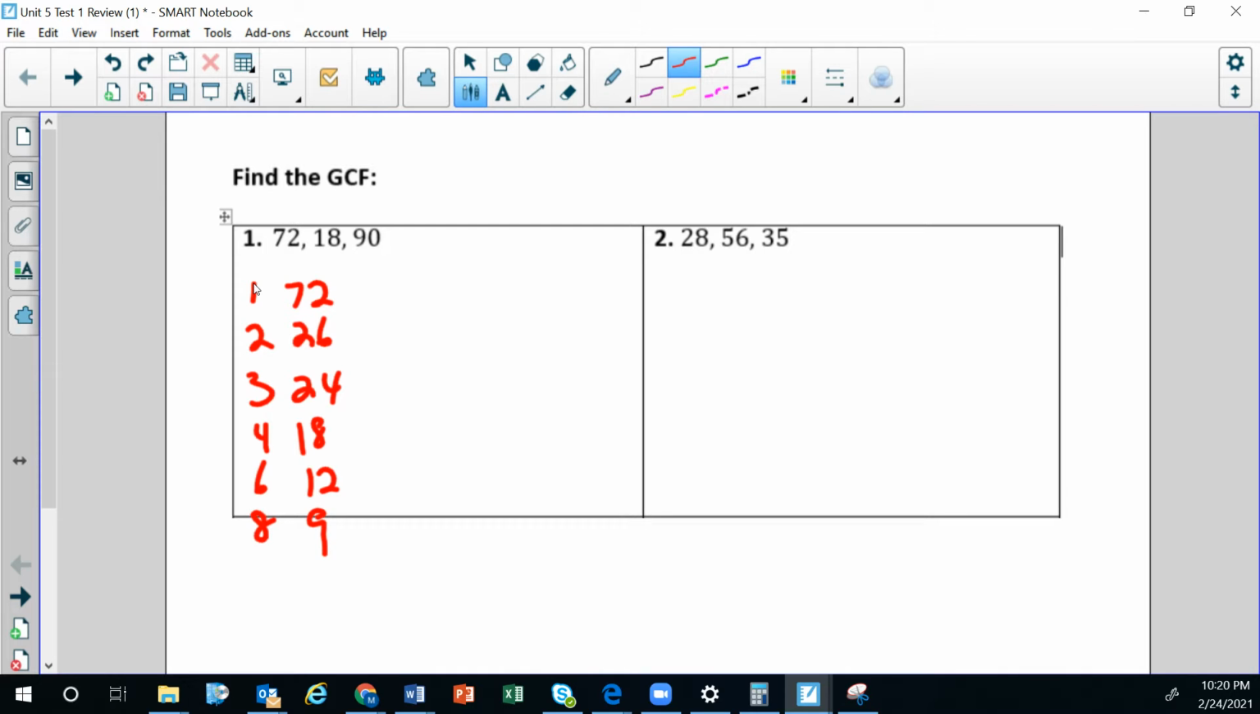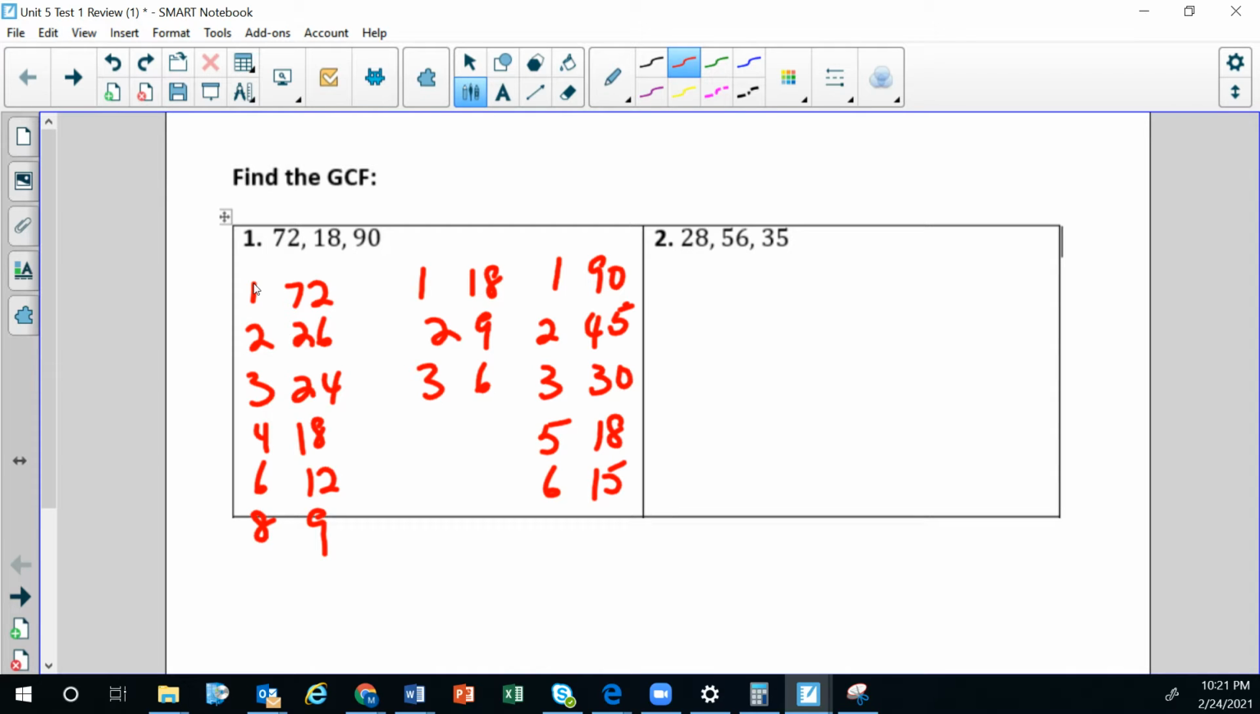Let's look at 18 now. We're going to have 1 and 18, 2 and 9, 3 and 6. And I think that's it. And for 90, this is going to be 1 and 90, 2 and 45. Okay, let's rewrite that. 2 and 45, 3 and 30, 5 and 18, 6 and 15, and 9 and 10. I think that's all the factors now. So that's how you do this.